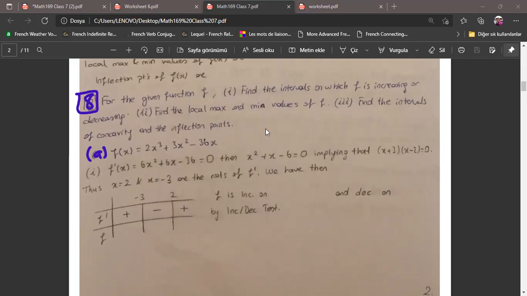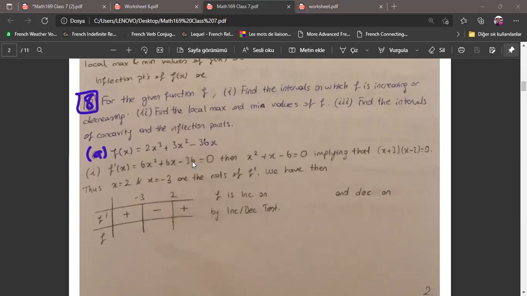So to determine the intervals on which the function is increasing or decreasing, we need to first find the critical points. So how do we find them? These critical points are either the points that make the function undefined, or that make the derivative of the function 0. Okay, so first we need to find the derivative of the given function, which is here. You already know how to take derivative. So we equalize it to 0 to find the critical points.